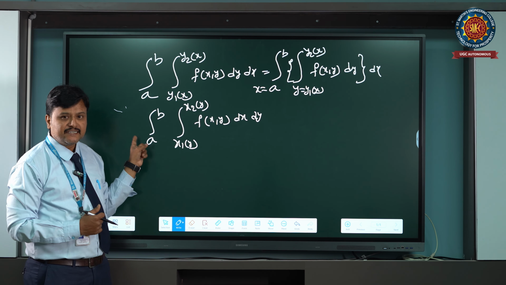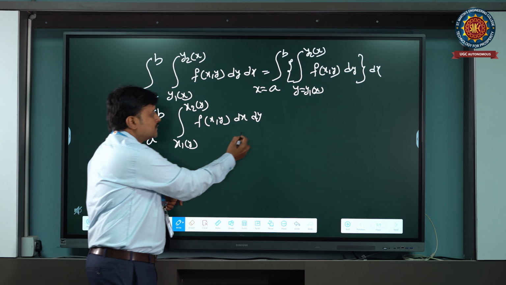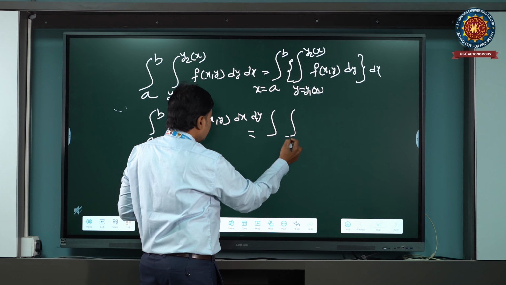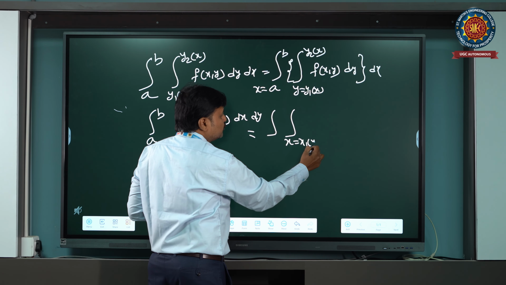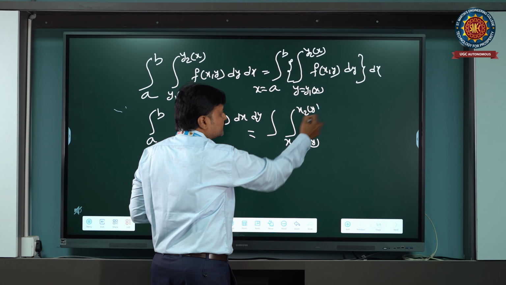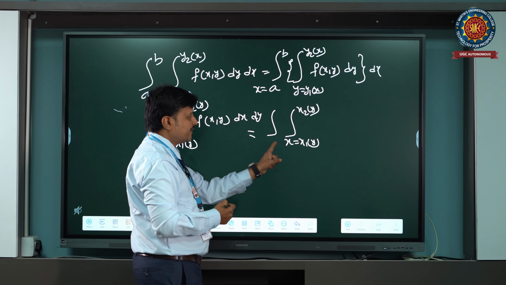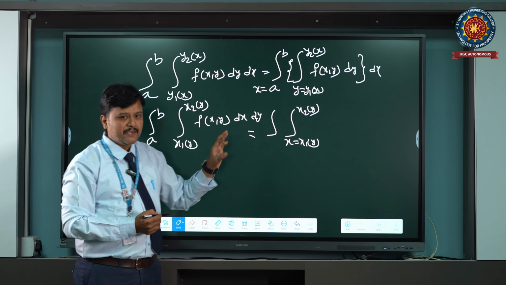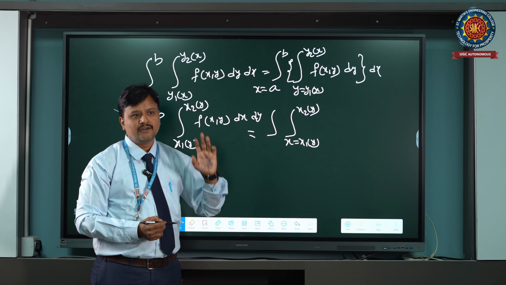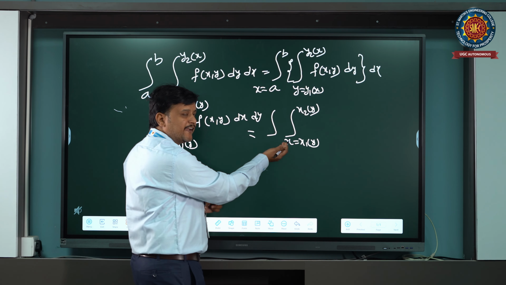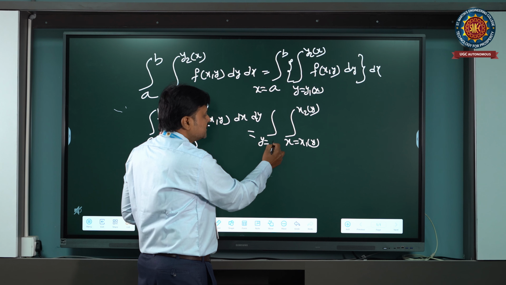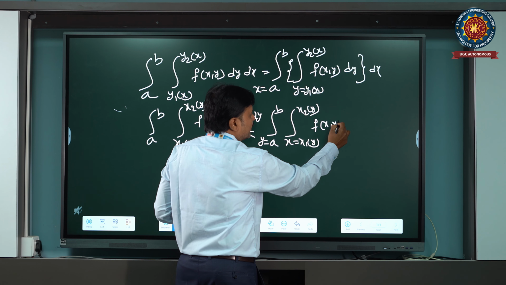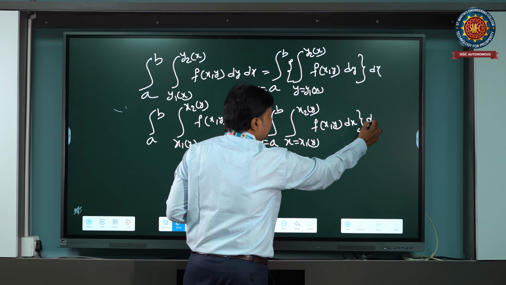Now coming to the second iterated integral. Let us see how to evaluate this integral. The interior limits belong to x, so x is equal to x1 of y to x2 of y. Why are we taking these limits as x? Because these are functions of y, so we take them as x limits. Then the exterior limits belong to y, y equal to a to b, and the integrand is f of x comma y dx dy.